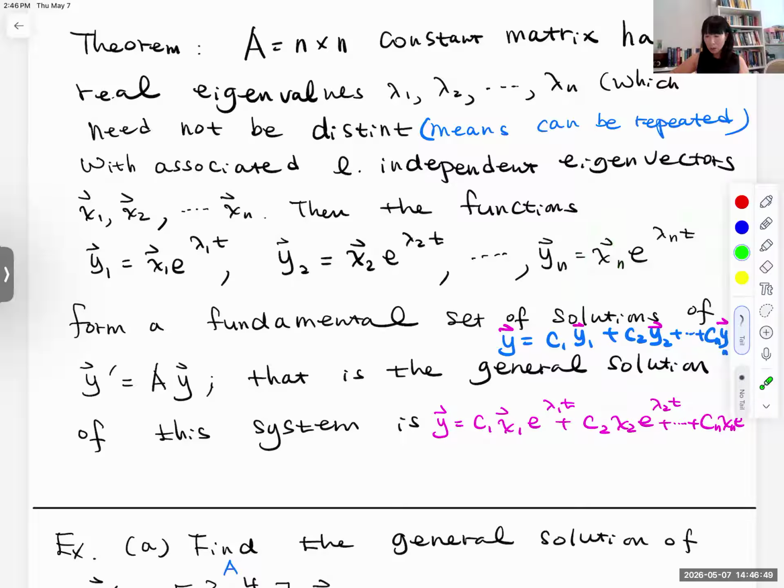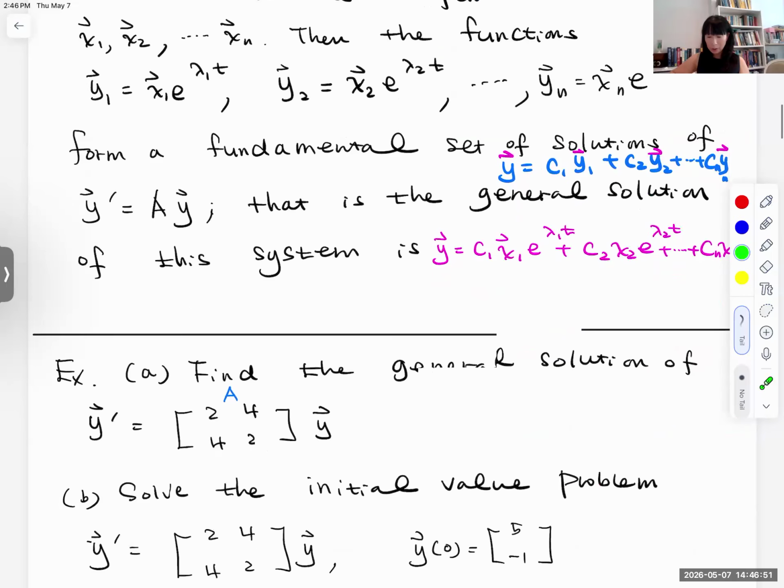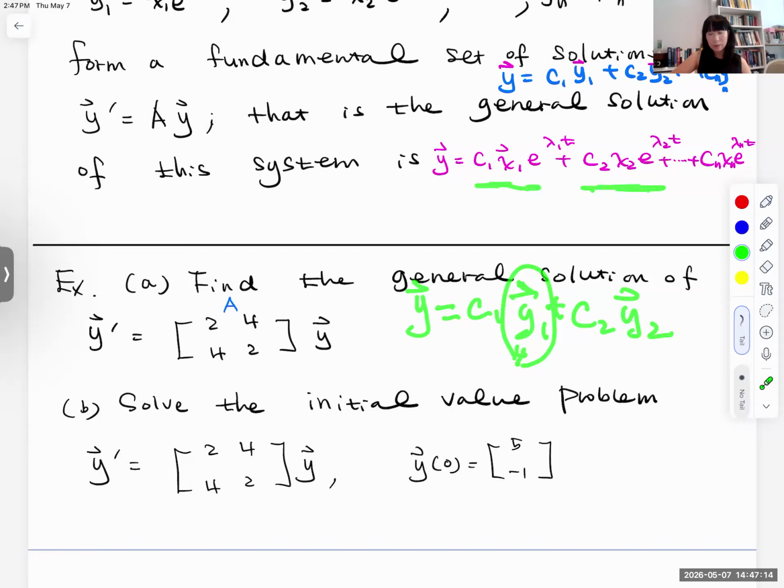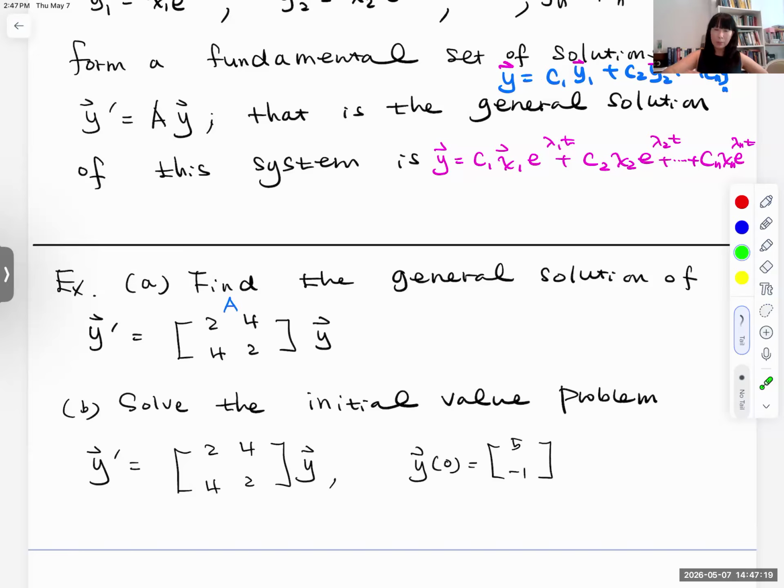Okay, let us do questions here. Example: find the general solution. So there will be y equal to c sub 1 y sub 1 with the vectors plus c sub 2 y sub 2. In that case, what is y sub 1? And y sub 2? Make sense?